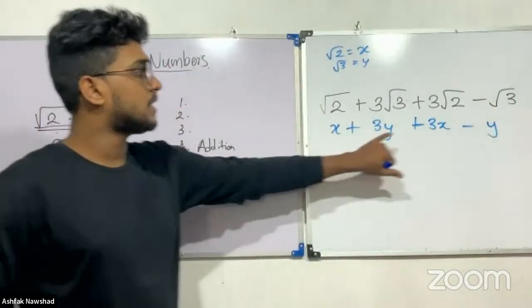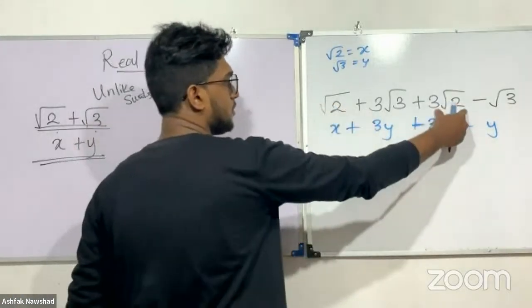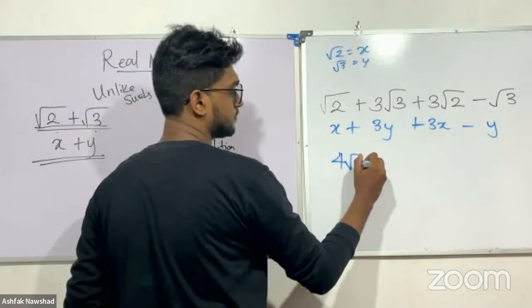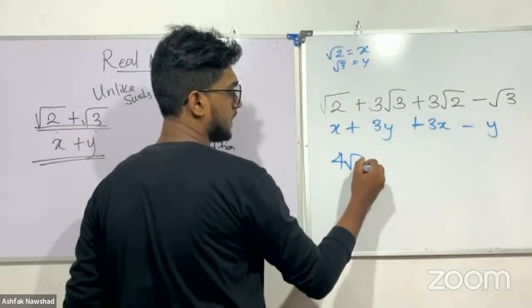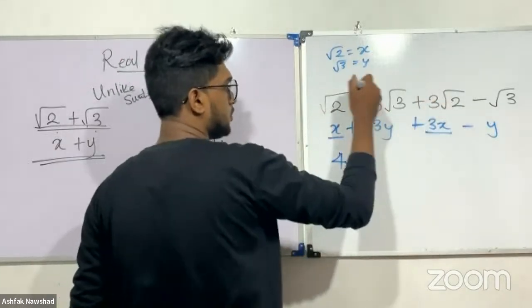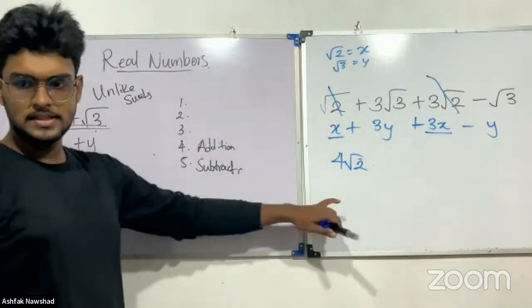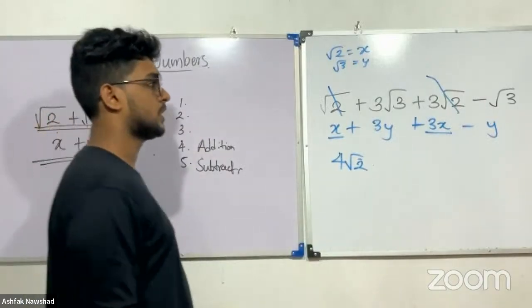See, x plus 3x is 4x, no? So root 2 plus 3 root 2 would be 4 root 2. Same like x plus 3x is 4x, root 2 plus 3 root 2 is 4 root 2. Is this clear? This step? I hope it is okay.